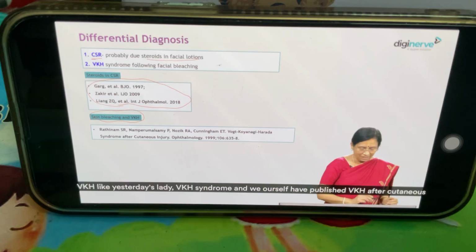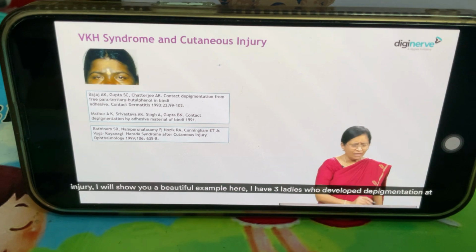Like yesterday's lady, VKH syndrome. And we ourselves have published VKH after cutaneous injury. I'll show you a beautiful example here. I have three ladies who developed depigmentation at the place of the bindi.